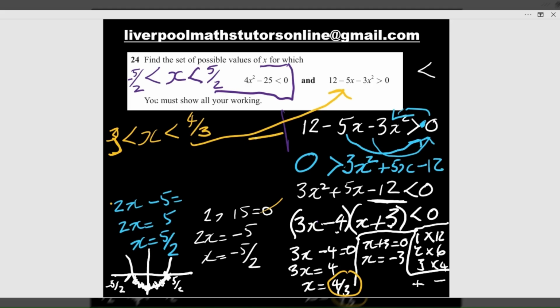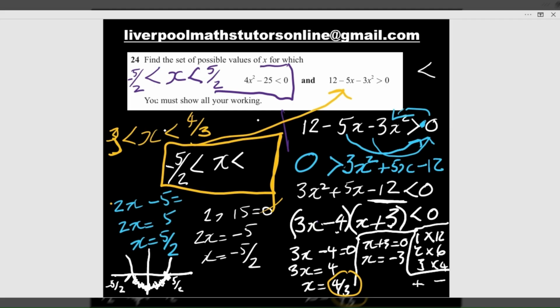Right, last part now for the final mark. What is the possible set of values, putting them together where they've both got to be true to that inequality? So it's got to be the end of that one and the top of the other one. It's the lowest number in that one. So don't forget x and x, point them to the left, not x and x and the inequality each side. Go to the bottom of the first one, minus 5 over 2, and go to the top of the other one, which is 4 over 3. And that's it, done.